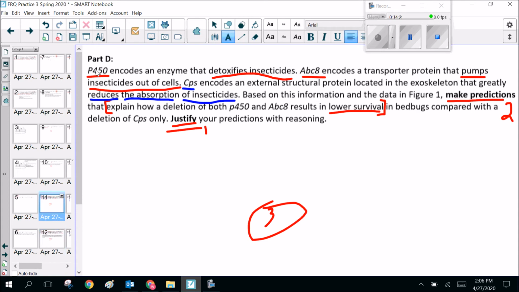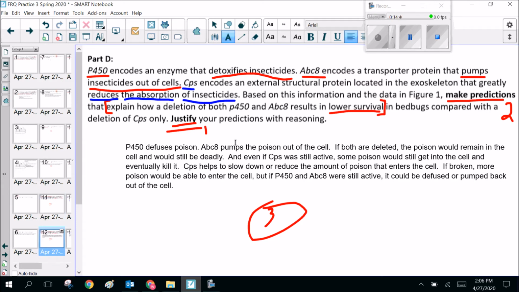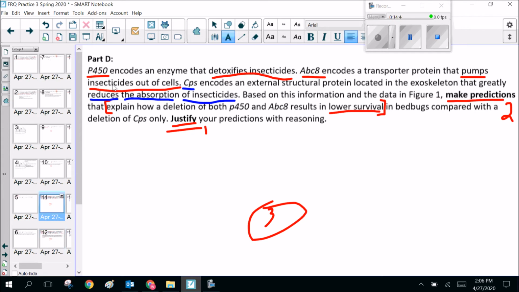So I know what that thing does. It stops poison from being poisonous. That's cool. ABC8 encodes a transporter protein that pumps insecticides out of the cell. So basically, ABC8 gets rid of insecticide. And I think I'd say ABC8 pumps the poison out of the cell. Cool. So P450, yep, it goes ahead and defuses it, and this pumps it out. That's really cool. Now I've clarified both of those for me.